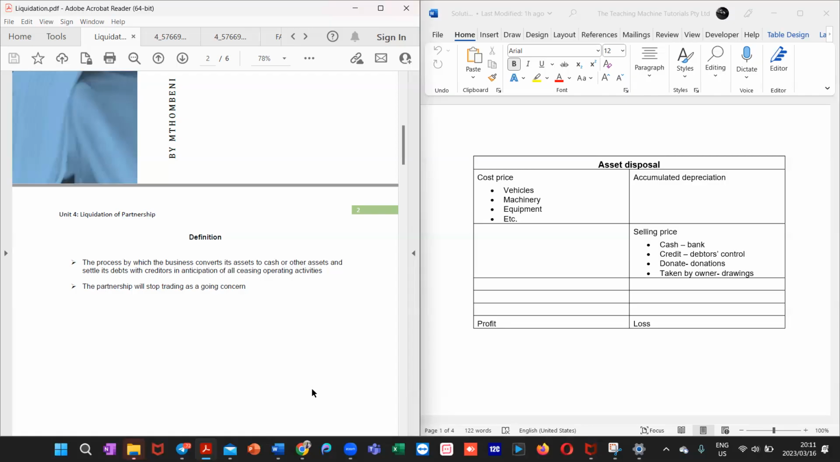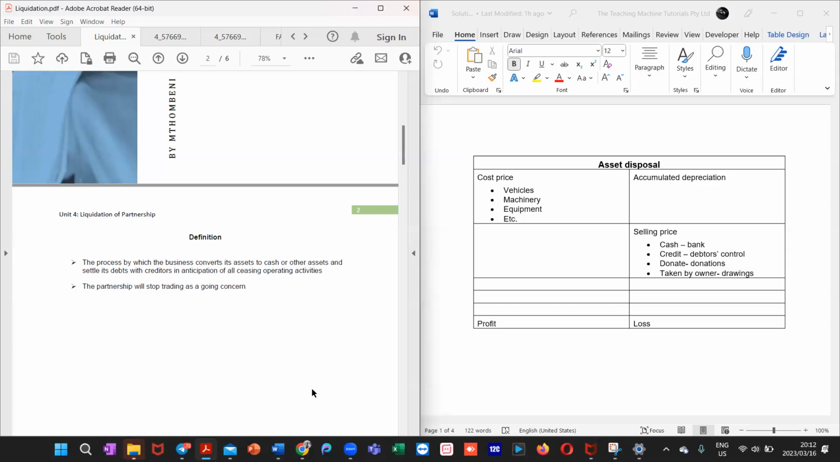If you remember in FAC1601, FAC1602, when we're doing asset disposal, the very same procedure that you applied is the very same procedure you apply when doing the liquidation. It's just that there will be additions with liquidation. So look at your right screen. You have an asset disposal account, and on your right, you have accumulated depreciation. That's what we used to do when doing asset disposal.